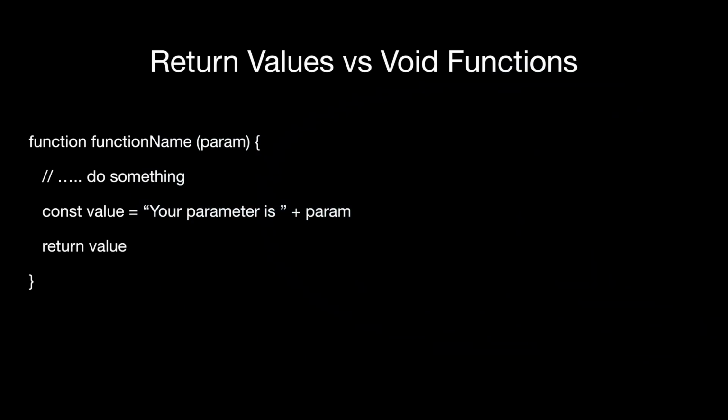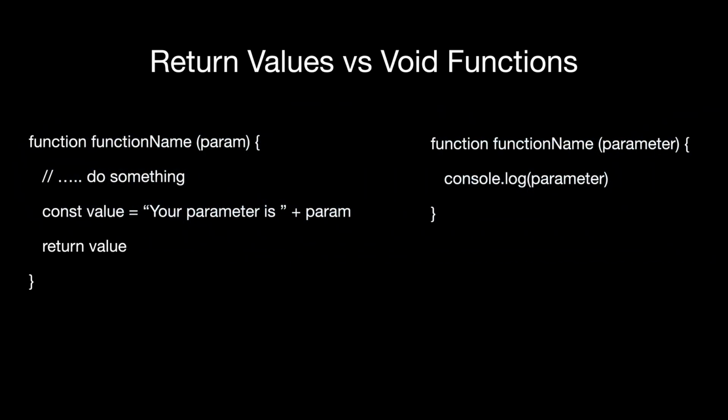So let's see the syntax for both. So for the functions returning a value, we just perform a set of actions and return whatever outcome we are supposed to return. So here I've simply written that your parameter is, and I'm going to return this string as a value. Now let's see the syntax for void functions. Here in the syntax, we have simply printed the parameter. We didn't return any value from it. So this is the syntax for a void function, where we just perform our actions but don't return a value. So let's get it executed.